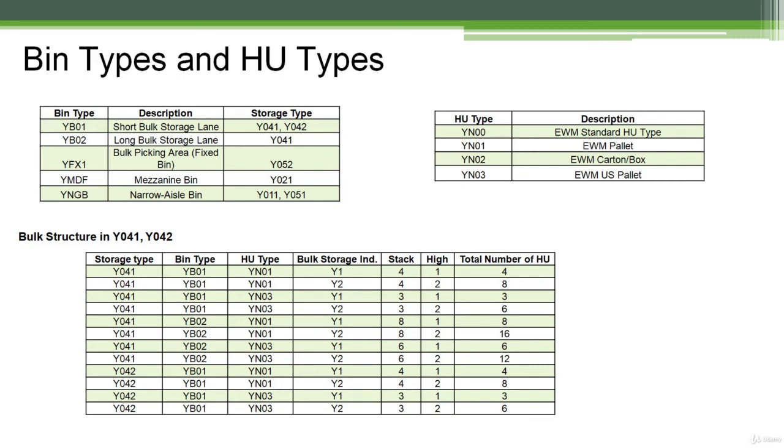Similar type of bin, similar type of pallet. If the product has a bulk storage indicator Y2, they will be stacked 4 and up to 2 high. That means pallets can be kept one above the other, and the maximum number of pallets we can store in such kind of bin with such kind of product, such kind of handling unit is 8.